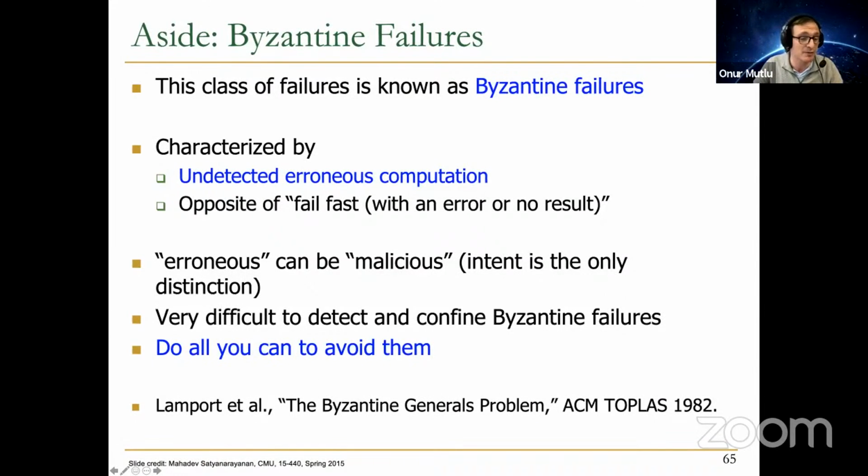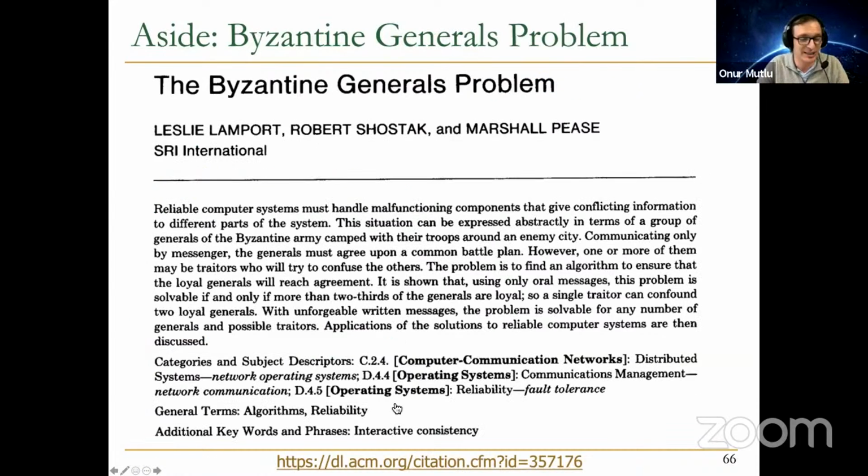Actually, this slide I borrowed from Satya, who teaches distributed systems at Carnegie Mellon, who is a former colleague of mine. This is an undergraduate class in distributed systems taught at Carnegie Mellon. When he heard about RowHammer, he immediately incorporated it into his distributed systems course, saying, okay, this is an example of a Byzantine failure, and we should really do all we can to avoid this. If you're interested, there's a lot of really interesting theory of distributed systems, actually.